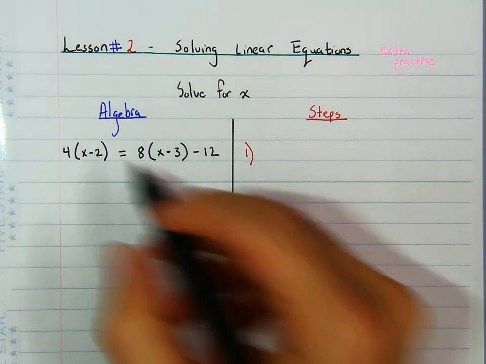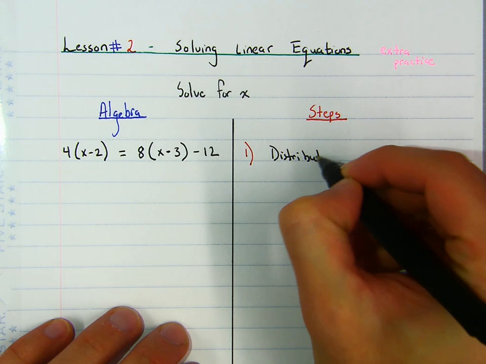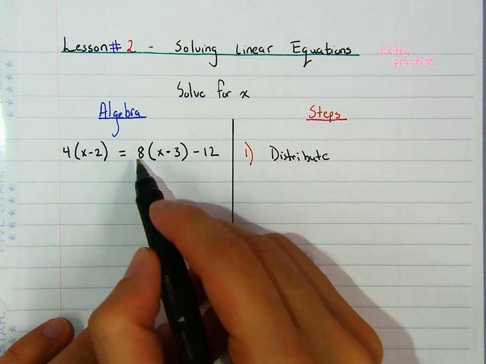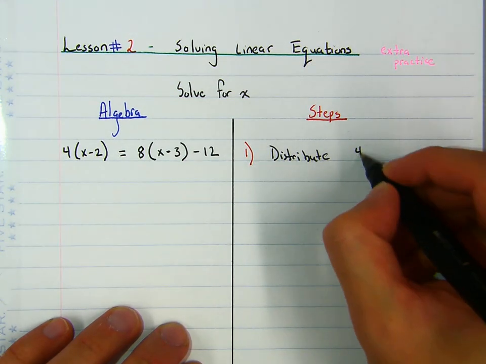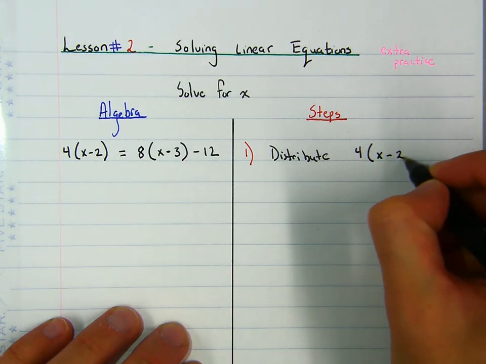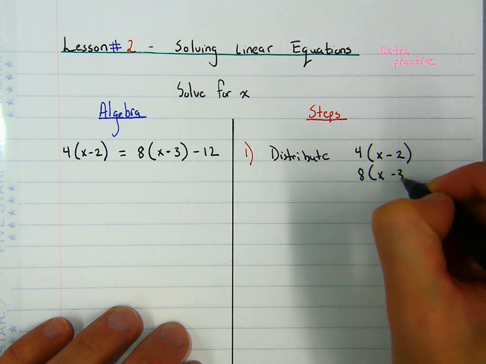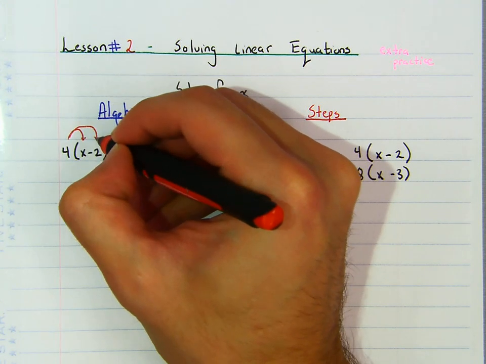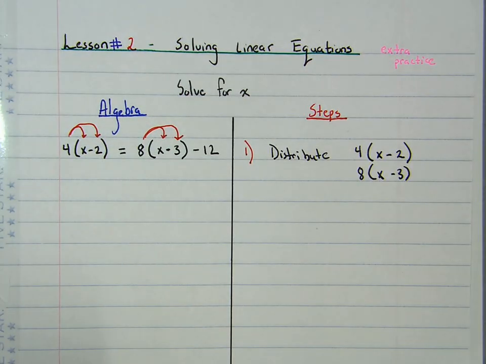Just by looking at this, what do you believe should be the first move? It should be to distribute the 4 into the x and to the negative 2, and the 8 to the x and the 8 to the negative 3. So I could distribute the 4 times (x minus 2), and also distribute the 8 to the (x minus 3). So then how do I continue?